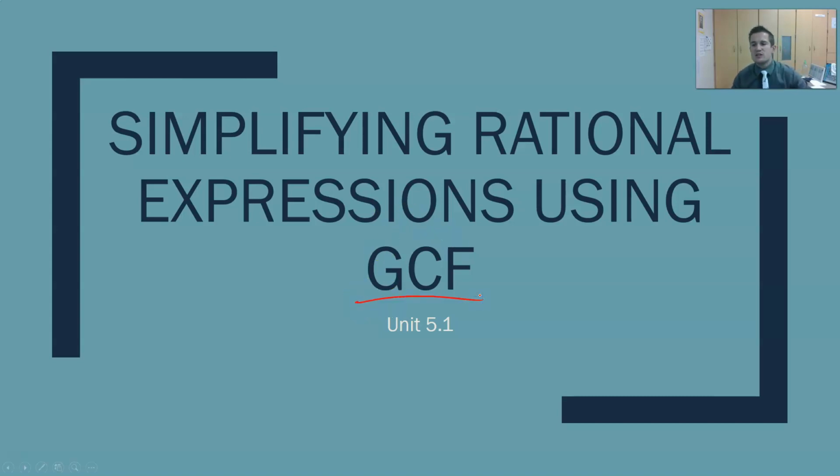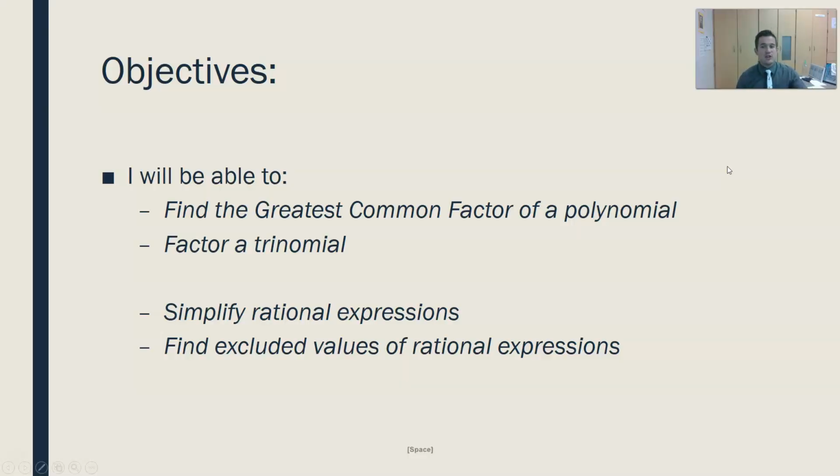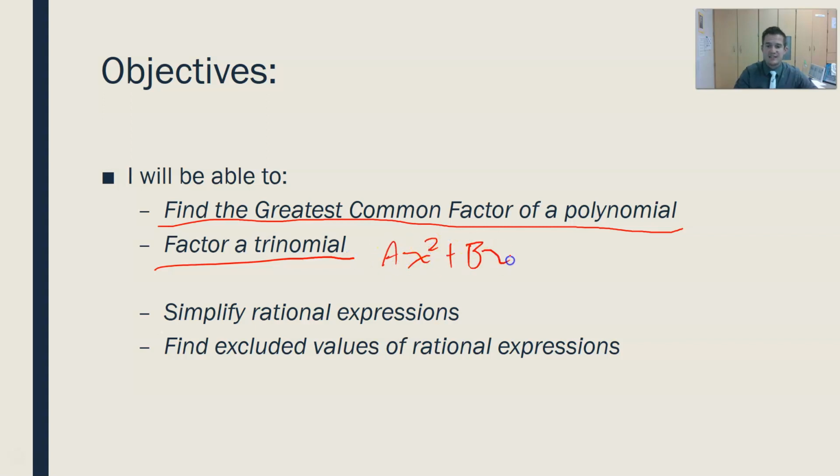So we have used the greatest common factor. We know how to find the greatest common factor. So we're going to talk about simplifying rational expressions using that tool. So objectives, by the end of this lesson, by the end of this video, I hope that you're able to find the greatest common factor of a polynomial, which you should already know how to do, and factor a trinomial, which you should already know how to do. We spent several lessons in Unit 4 talking about factoring quadratic expressions, which are trinomials.